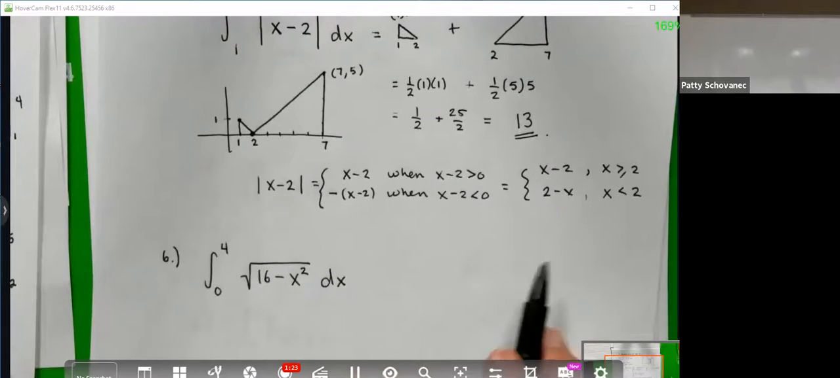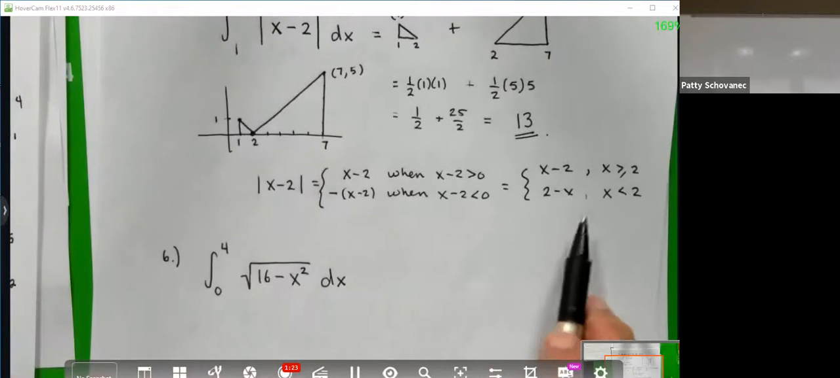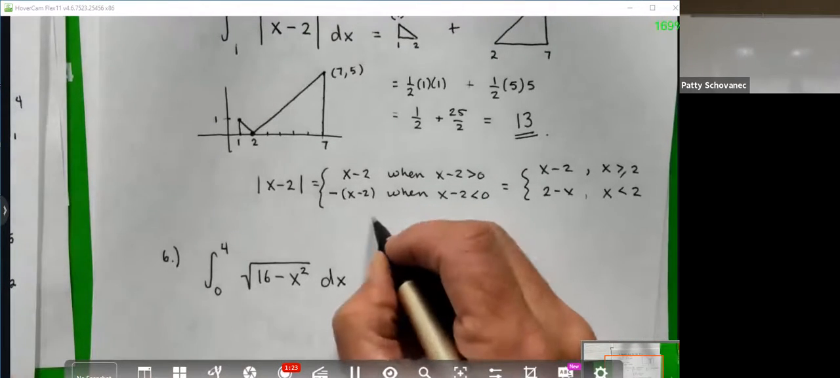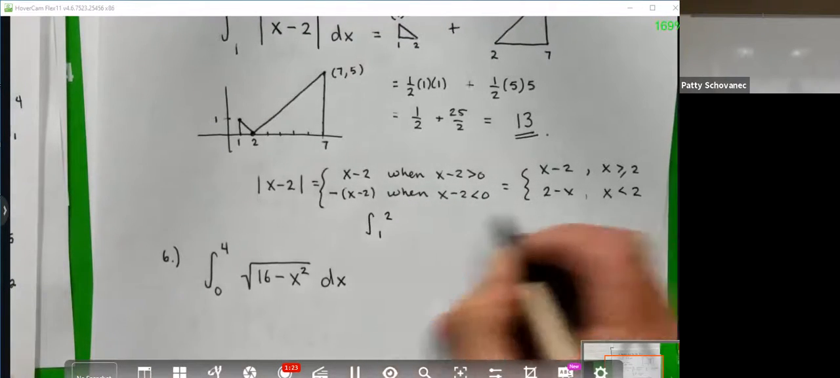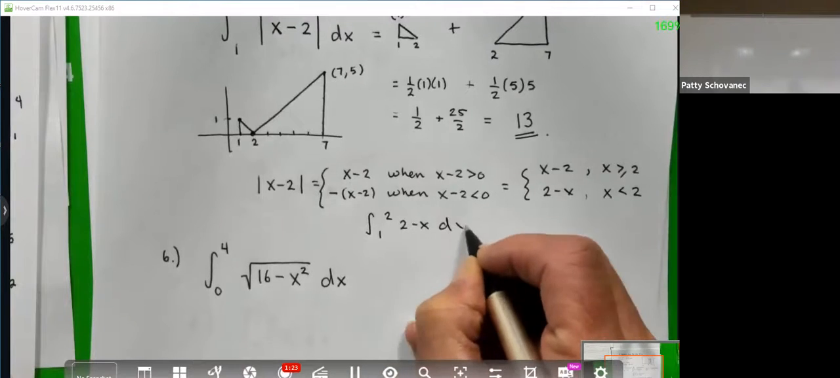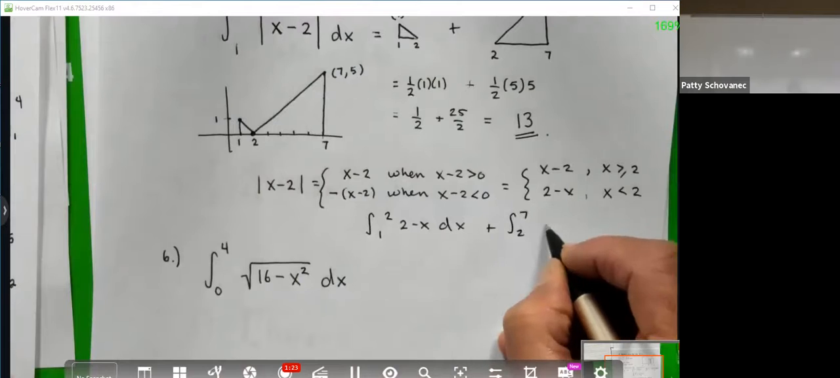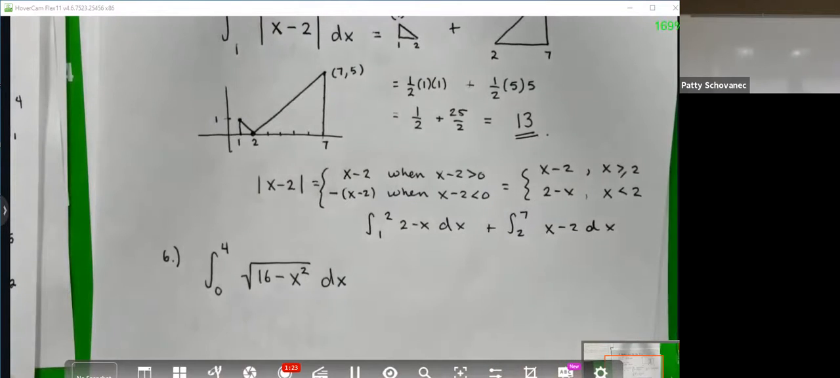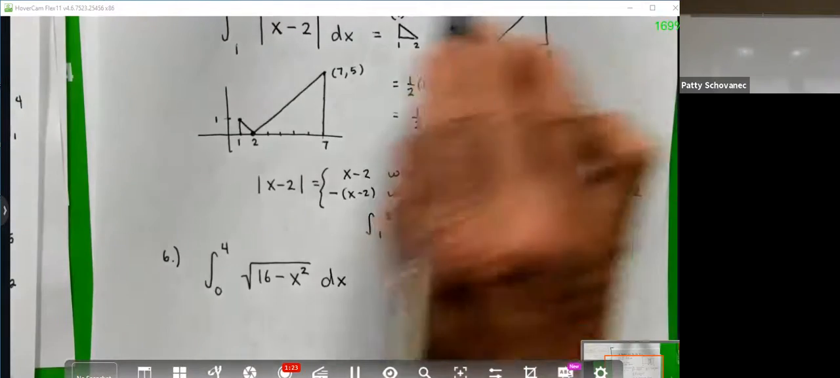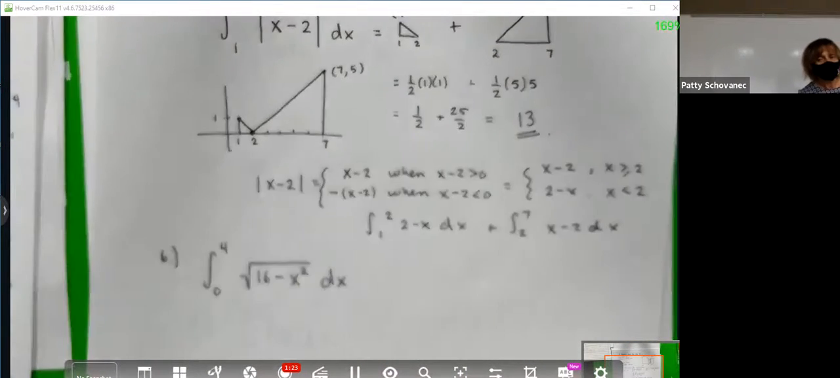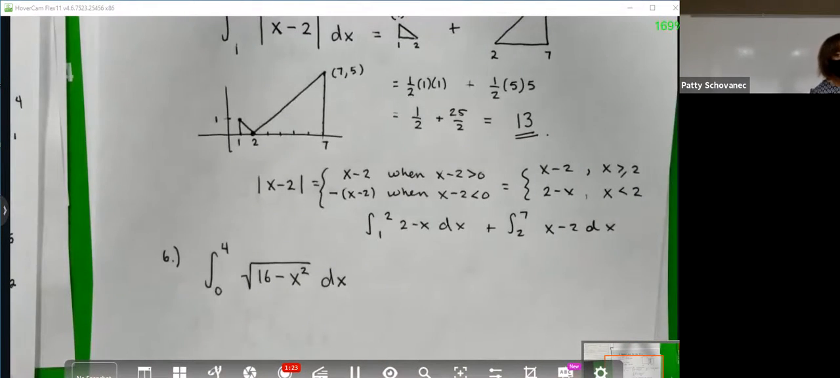linearization rule that says I can find the integral from 1 to 7 by first finding the integral from 1 to 2 of 2 minus x, and then add to it the integral from 2 to 7 of x minus 2. And you should get the same thing. This takes a little bit longer than this geometric interpretation, but you'll get the 13 out of that. The moral of the story is, don't ignore the absolute value bars. They change things for us in terms of the graph.